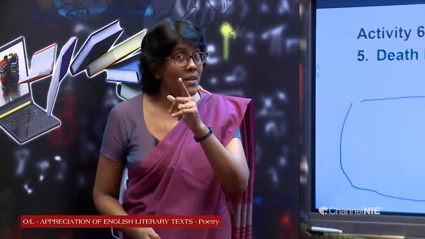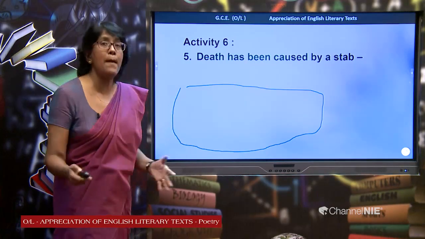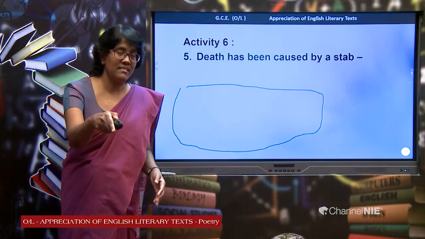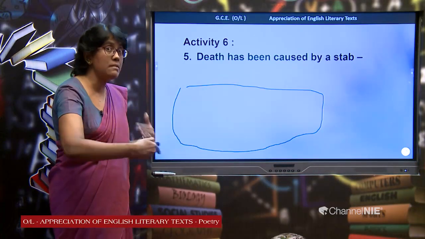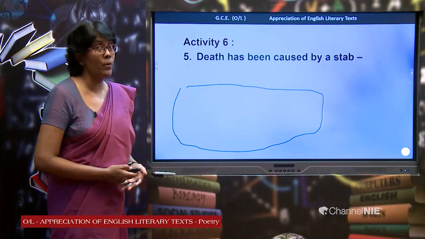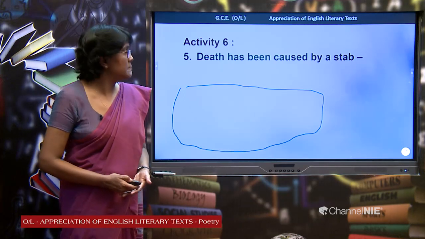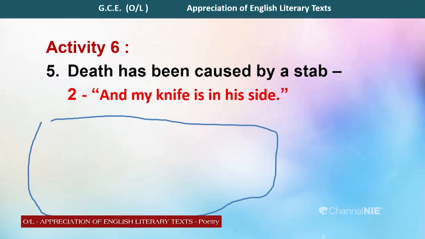Right. And you should carefully see this point. Death has been caused by a stab injury, stabbing, right? There was a knife and a stab. And the reason for this death was stabbing, being stabbed with a knife. How would you prove that? Can you find the lines? You can prove that in the second stanza. You get, and my knife is in his side. My knife, what is my knife to do with his side? And if he's still lying, can you understand the point?